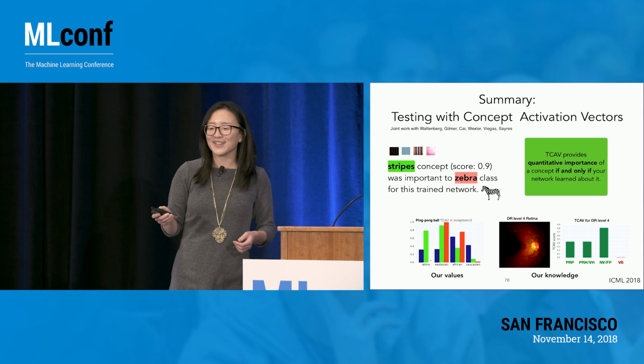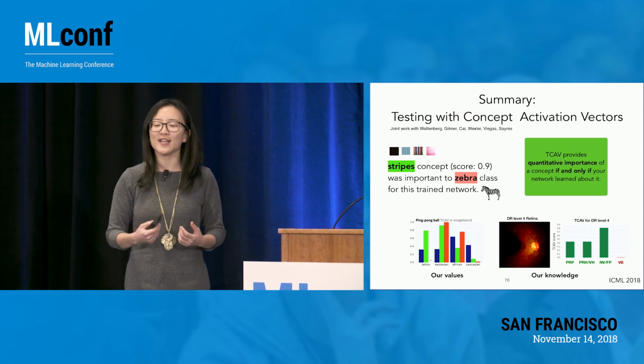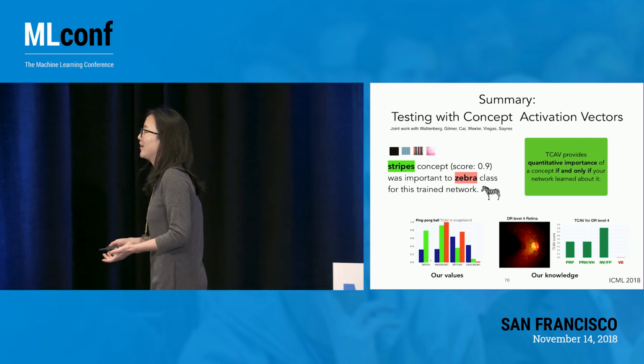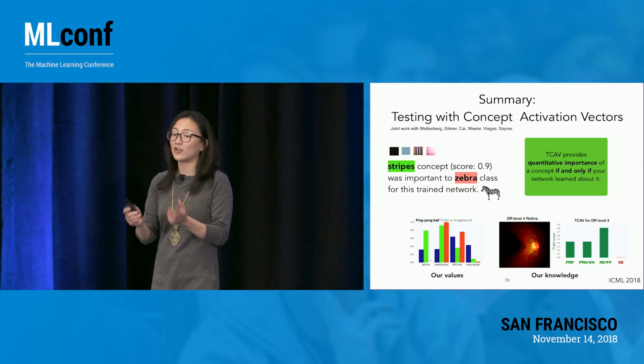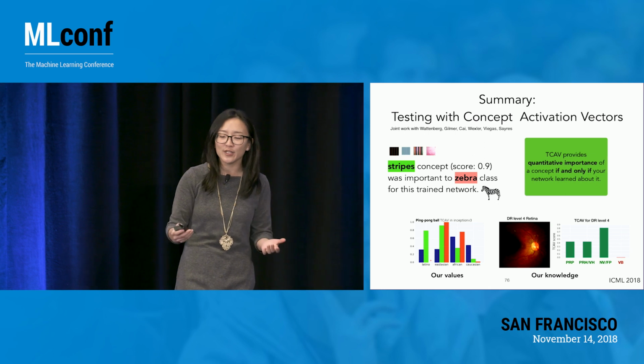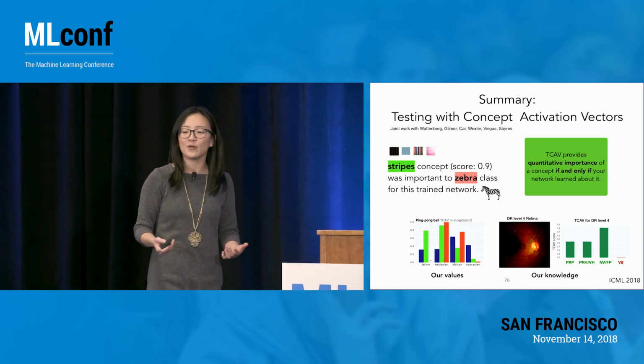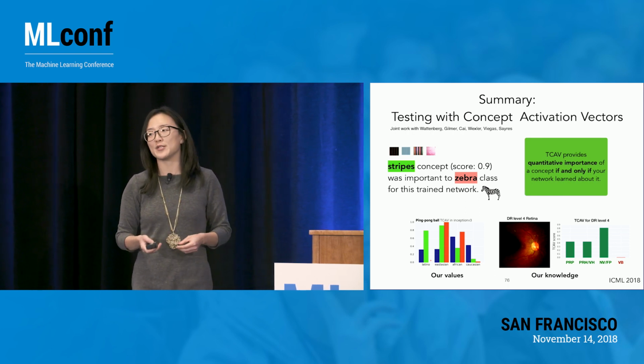So in summary, TCaV provides a quantitative explanation of the concepts that you chose after training, if and only if the model had learned about that concept. And hopefully, with easy-to-use tools like this, we can help people use machine learning more responsibly.